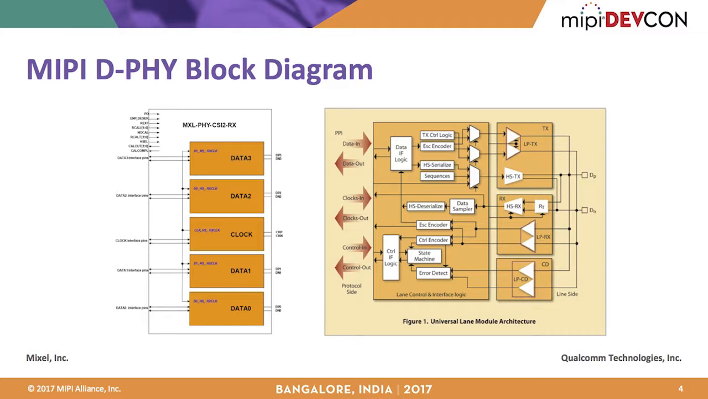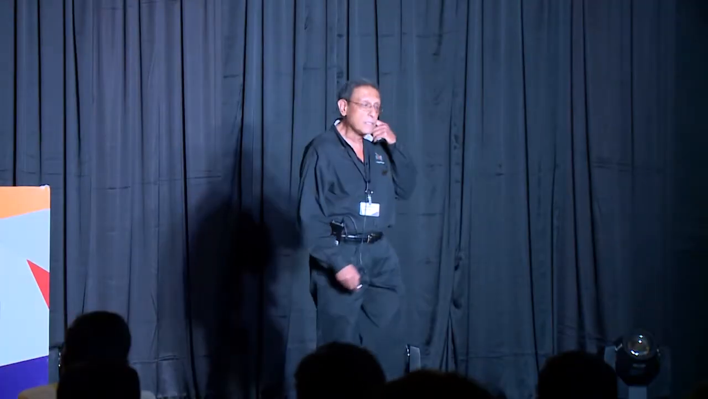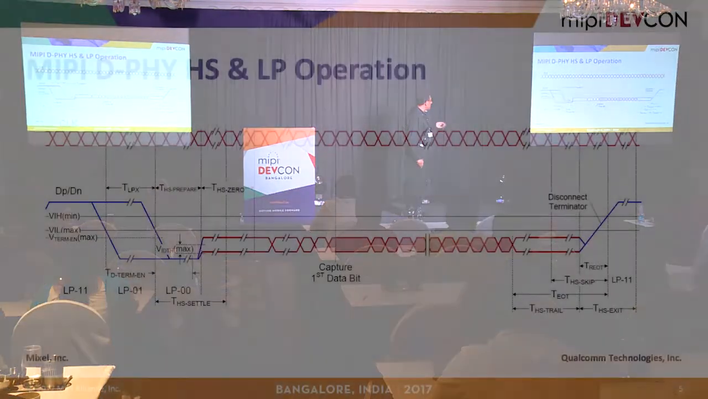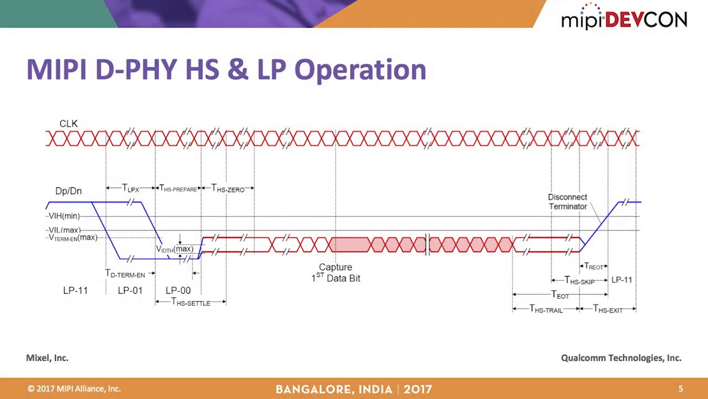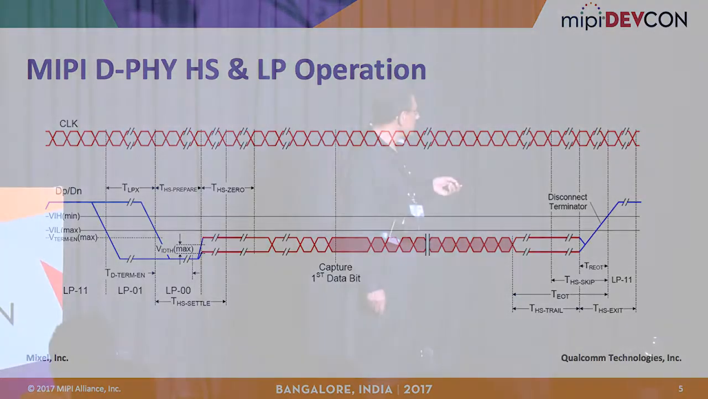The D-PHY, as many of you might know, has multiple modes of operation: high-speed operation and low-power operation. So you end up having a high-speed TX, a low-speed TX, high-speed RX, low-speed RX, as well as the contention detector, since this is a bidirectional operation. Then, of course, you have the serializer, deserializer, and the state machine to enable you to transition between the different modes of operation. This is the waveforms, the timing diagram for the D-PHY. I'm going to cover that with the C-PHY in a subsequent slide.